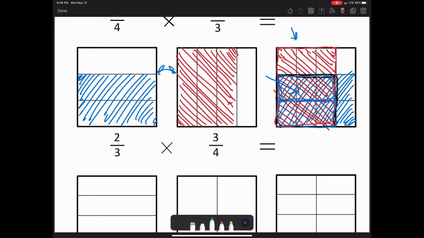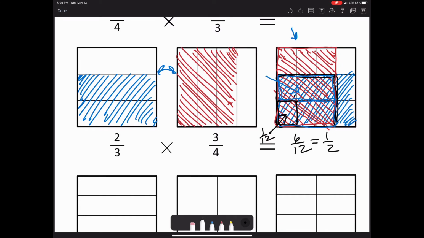So when you take it as a whole, then you create these smaller parts. And if you say, well, how many of these does it take to create one whole? You'll see that there's 12. So these are going to be 12ths. So you're going to take where they both intersect as the answer. So there's a total of 6/12, which simplifies to 1/2.